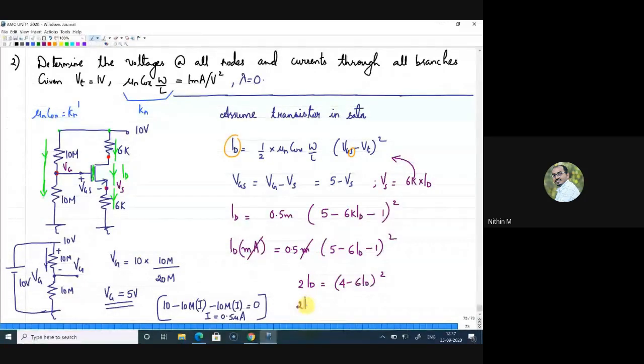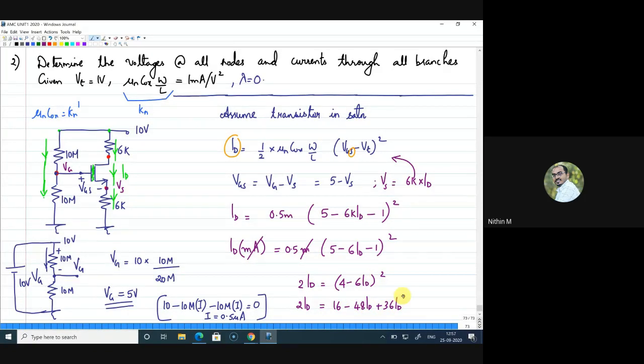If I solve this further, 2 ID is equal to 16 minus 48 ID plus 36 ID square. Probably you can divide by 2 right here. Yeah, we can do that, and you will end up with an answer for ID.